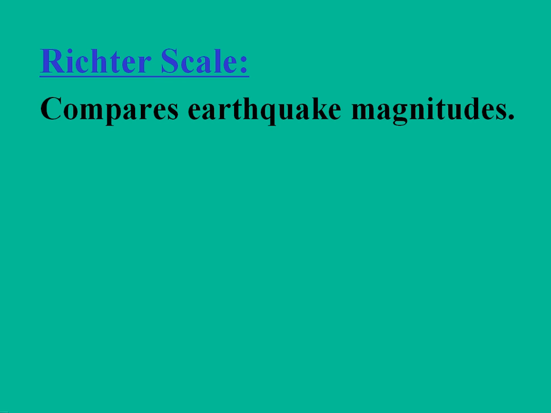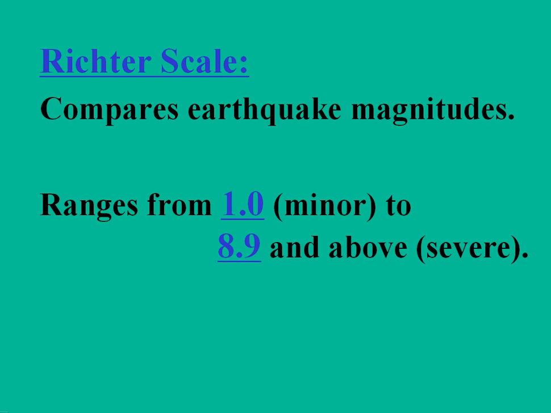Now, the Richter scale is actually a scale, and there's a modified Richter scale, an updated Richter scale. But basically, the Richter scale compares earthquakes' magnitudes. And they typically range from a 1, which is minor, to an 8.9. Now, can they go above 8.9? Yeah, they can get into the 9s. Some people constantly ask, well, how large can they get? And I guess there really is no upper limit.